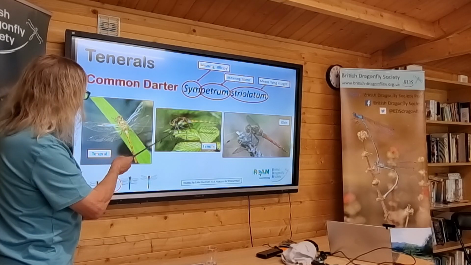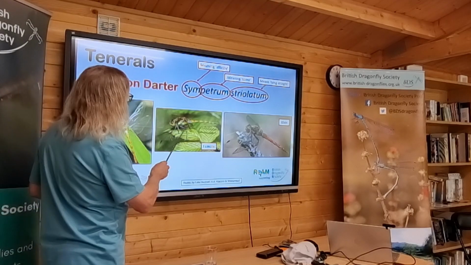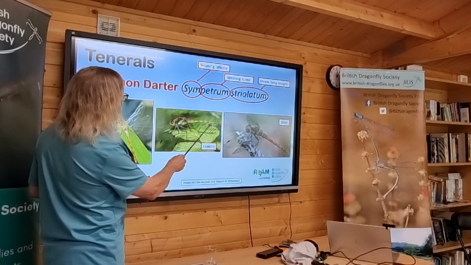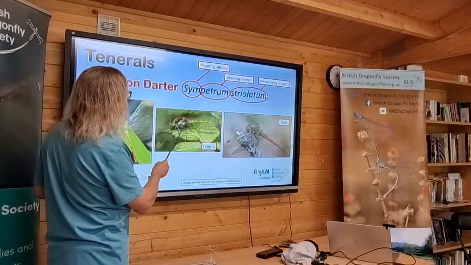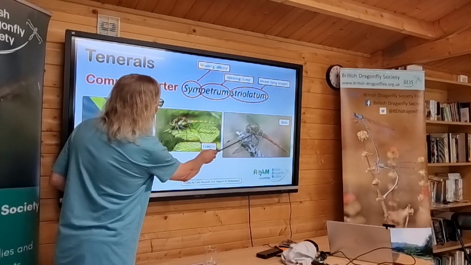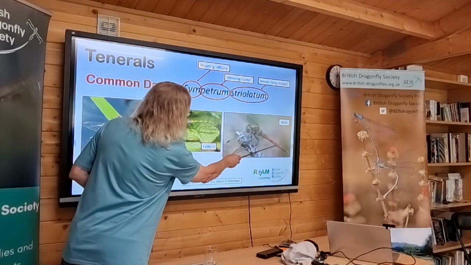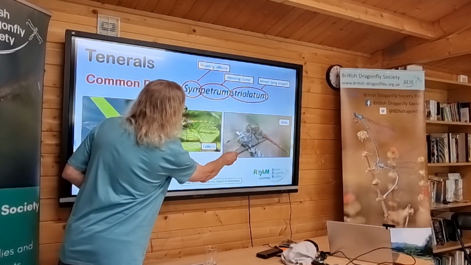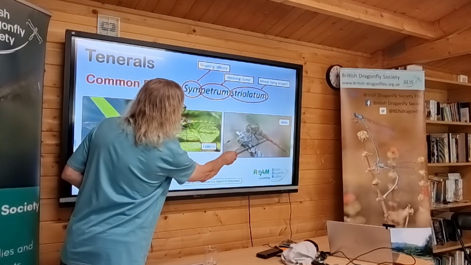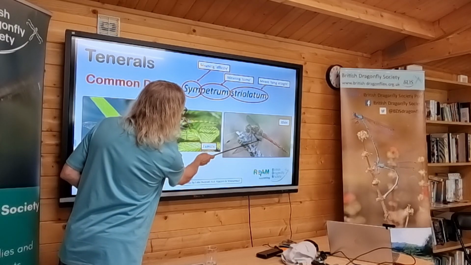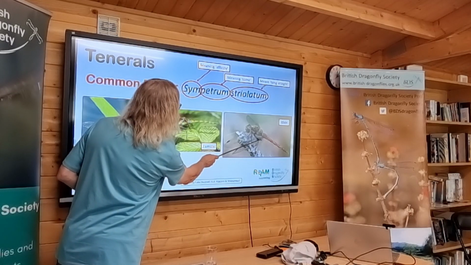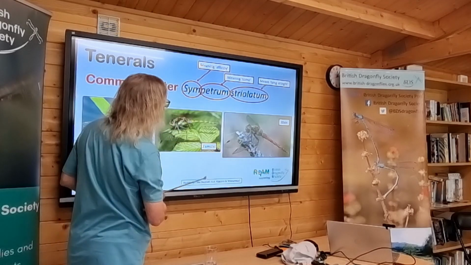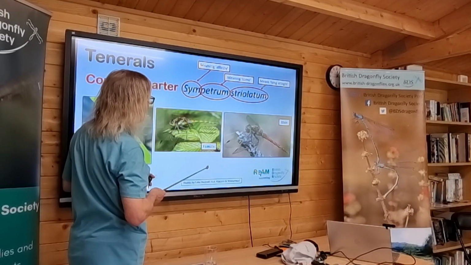And as they mature, the female pretty much stays very similar, but slightly darker, with a hint of red on the common darter. And the male goes almost a rusty kind of red colour, like this, as you can see here. You can see the secondary genitalia there on the male, so you can determine that's a male quite easily there, but obviously because of the colour as well.